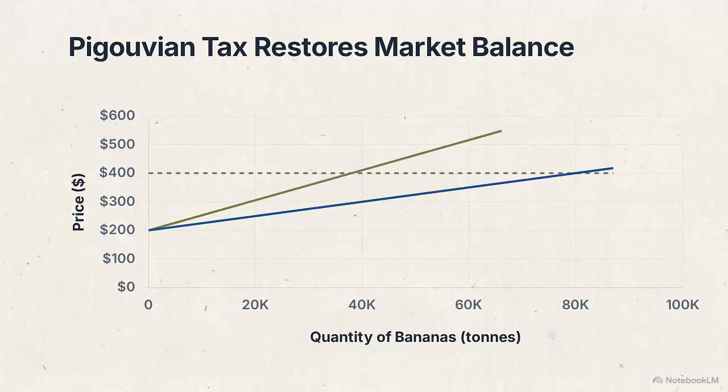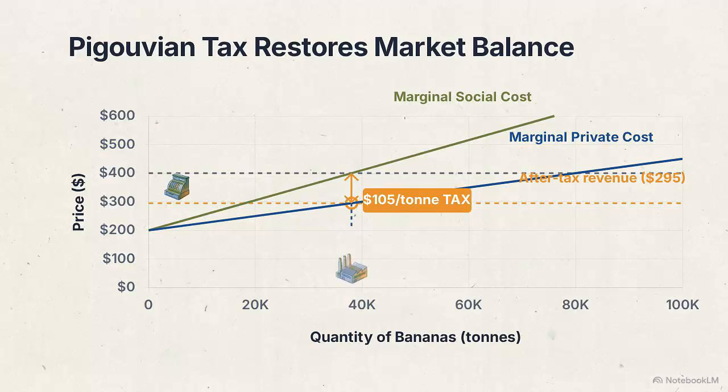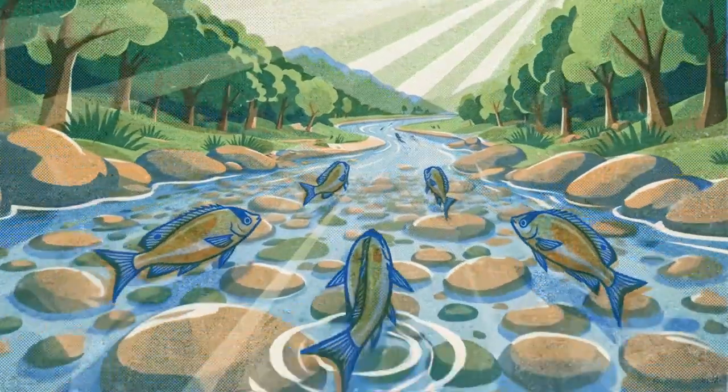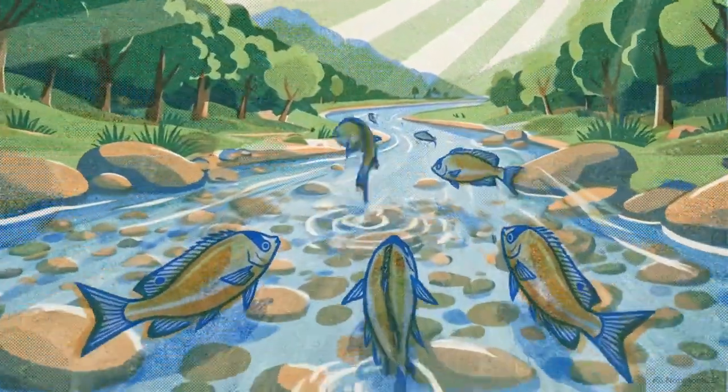We calculate the required tax by measuring the marginal external cost at the 38,000-ton Pareto efficient mark. The difference at this point is exactly $105 per ton. Applying this tax drops the effective after-tax revenue received by plantations to $295. Facing this lower price, plantations naturally scale back production to where private cost meets the $295 line, landing perfectly on the 38,000-ton mark. The tax forces the polluter to internalize their external damage. By synthetically altering the price, it aligns their self-interest with the socially efficient outcome.